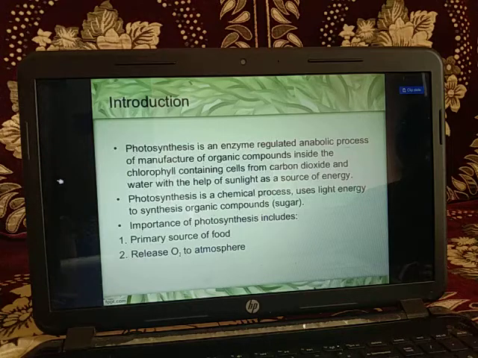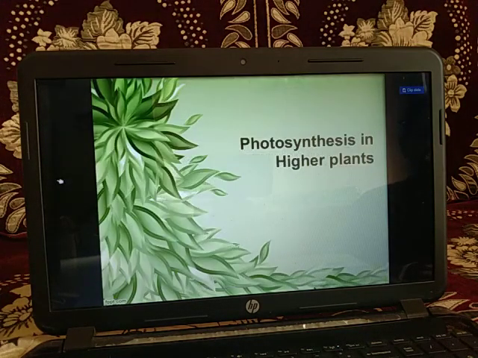Now, next we have the productivity of agriculture. Okay, now productivity of agriculture, we know very well that it depends on the rate of photosynthesis.